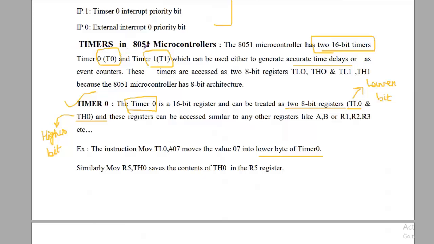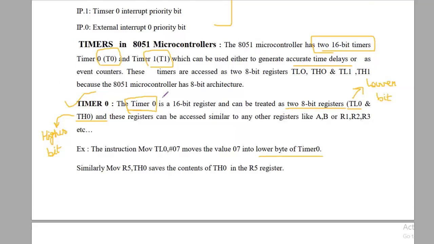Now let's talk about the timer. There are two 16-bit timers, T0 and T1, which are used to generate delays. In the introduction video we have already talked about the delay by Bharat Acharya sir, so I think you must be familiar with what kind of delay I am talking about.